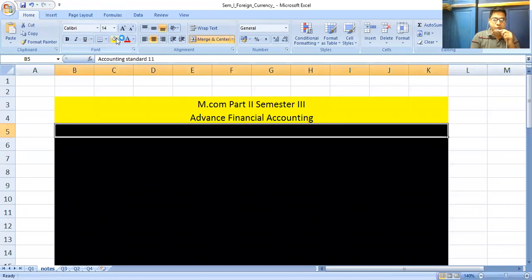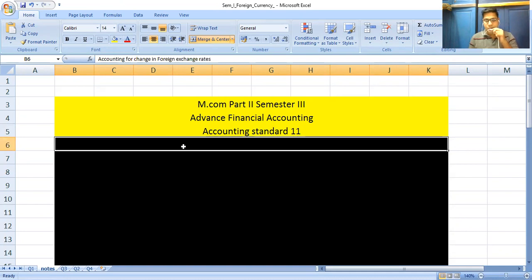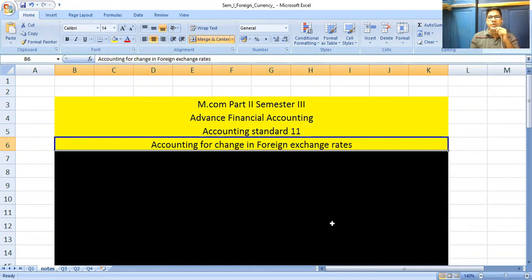The name of the module is Accounting Standard 11, which belongs to accounting for changes in foreign exchange rates. Our module name is foreign currency conversions. Foreign currency conversions comes under Accounting Standard 11, and Accounting Standard 11 specifies accounting for change in foreign exchange rates.